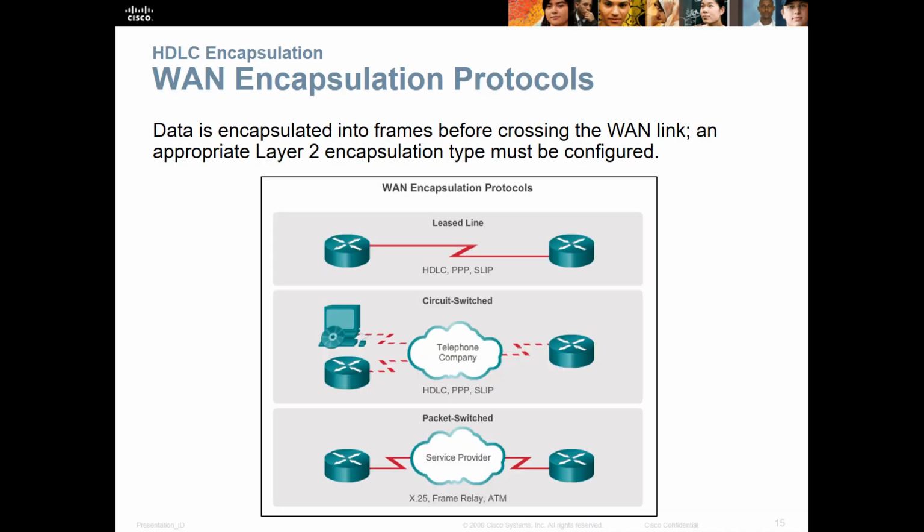WAN encapsulation. Depending on the media, depending on the protocol, different communication encapsulation will take place. If it's a leased line, it could be HDLC, PPP, or SLIP. If it's a telephone company or a circuit switch connection, again, it could be HDLC, PPP, or SLIP. However, in a more modern day network, if it's a packet switch network, we're looking at things like frame relay or ATM or X25. There are different technologies at the WAN level.